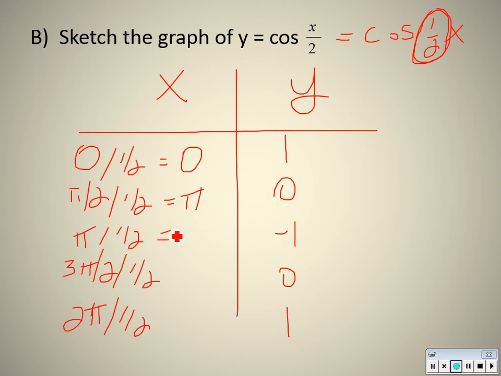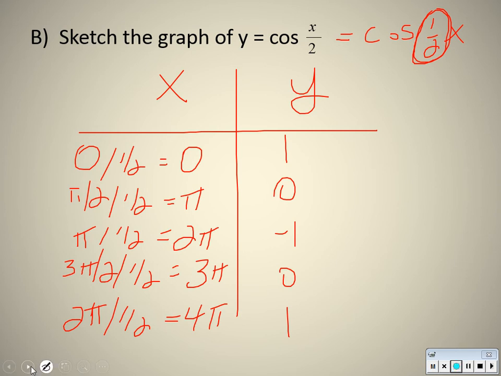Pi divided by 1/2 is 2 pi. 3 pi over 2 divided by 1/2 is 3 pi. And finally, 2 pi divided by 1/2 is 4 pi. So there's the table of values that I get for the graph.